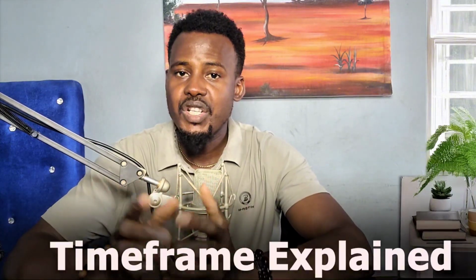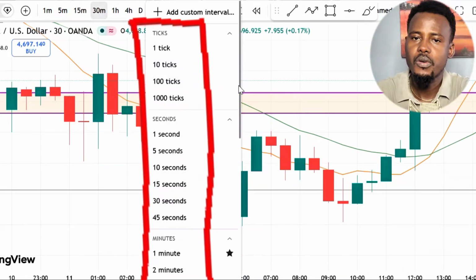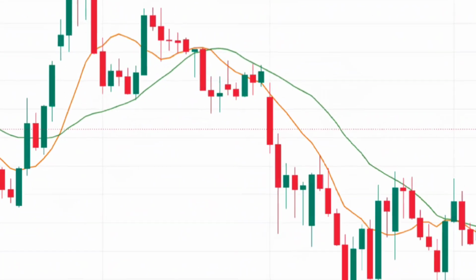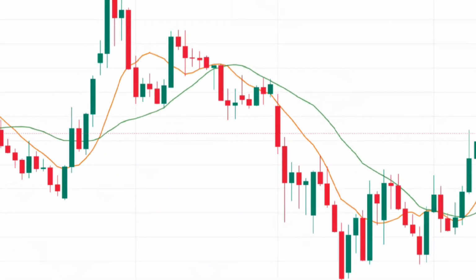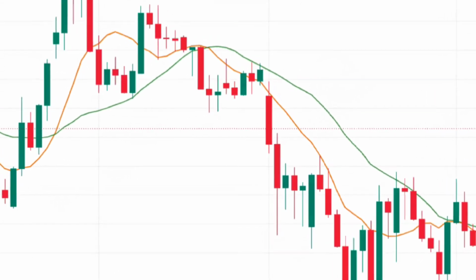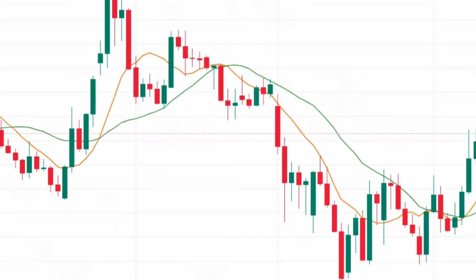Number three, time frame explained. Every Forex chart has a time frame. This simply means how long one candle takes to form. For example, on a 1 minute chart one candle forms every minute, on a 5 minute chart one candle forms every 5 minutes, on a 1 hour chart one candle forms every hour, and on a daily chart one candle forms every day.